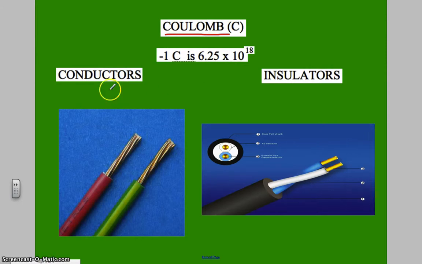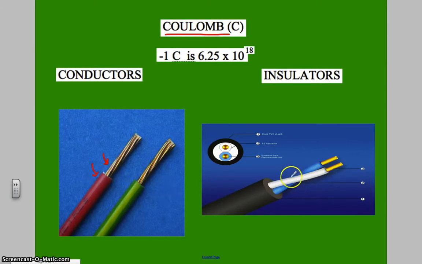Conductors allow electric charges to move more freely. The wires inside an electric cord are conductors. You see these electric cords. It's not hollow. It has wires in it. The wires are the conductors, but the insulators do not transfer charges easily. The plastic around the wires of an electric cord is an insulator.